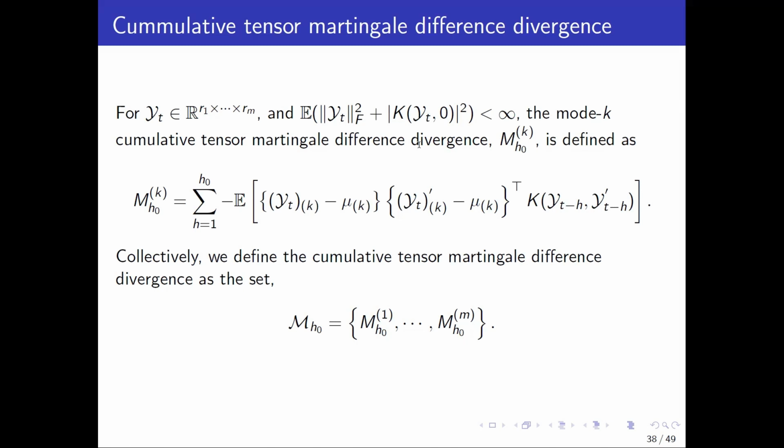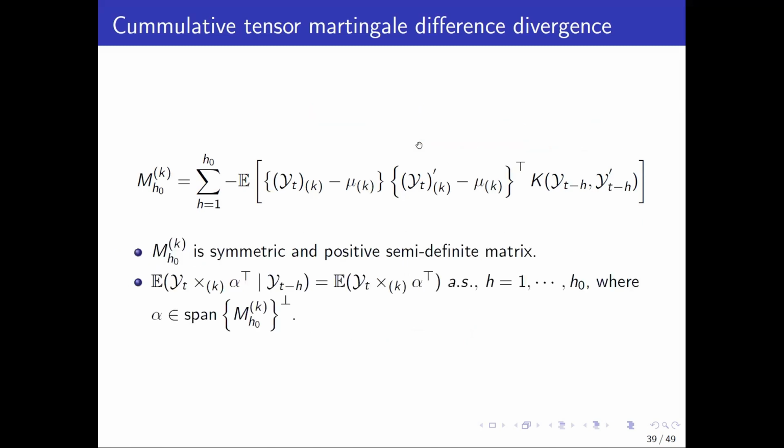So similarly, for each mode, I'm going to have this cumulative tensor martingale difference divergence. So aggregating them, I will define them as a cumulative tensor martingale difference divergence. And this mode K cumulative TMDD definitely inherits the nice properties that the TMDD has. So first, it is symmetric and positive semi-definite, and also it captures the mean dependence. So if a vector belongs to the orthogonal space that is spanned by this mode K cumulative TMDD, then that will be constructing the mean independent component compared to the past.